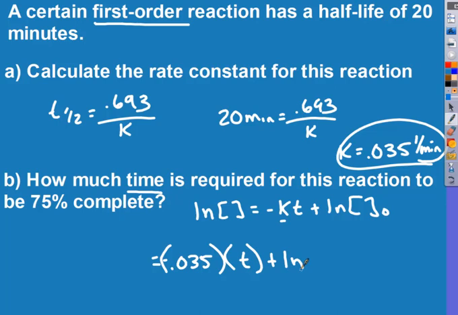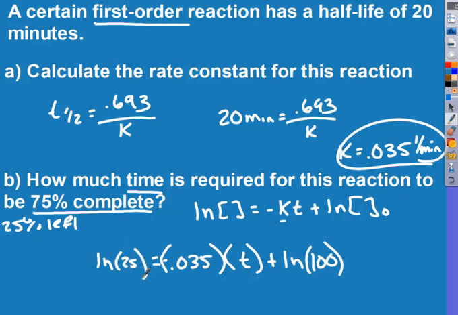And we're dealing with percent. Since we're dealing with percent, we're going to start with 100. You always start with 100%. And since it's 75% complete, that means we have 25% left. So down here is going to be ln of 25. To solve that in the calculator, we're going to do ln of 25. The ln button's next to the 4. So ln 25 minus ln 100, and then divide by negative 0.035. So our time is equal to 40 minutes.